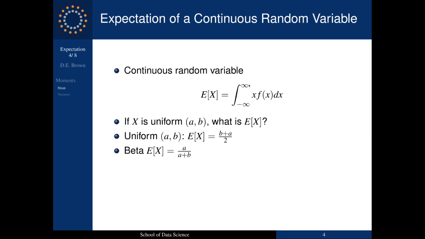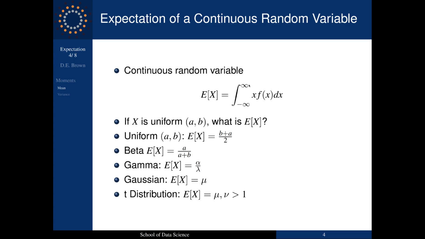The expected value for a beta random variable is the parameter A over A plus B. The gamma is alpha over lambda. The Gaussian is just the parameter mu. And the t-distribution is mu only if the degrees of freedom are greater than 1. Actually, if nu is equal to 1, then there is no expected value in the t-distribution, and that, if you recall, is a Cauchy distribution. So that is an interesting distribution in that it has no expected value.